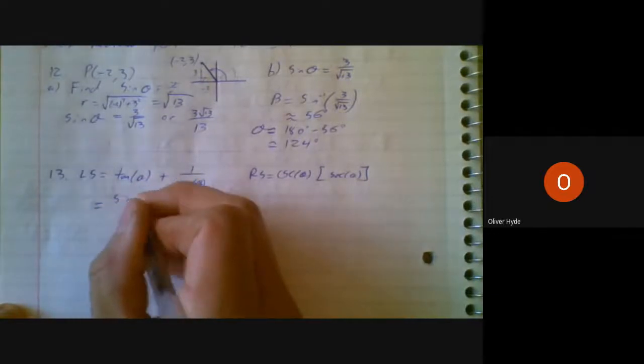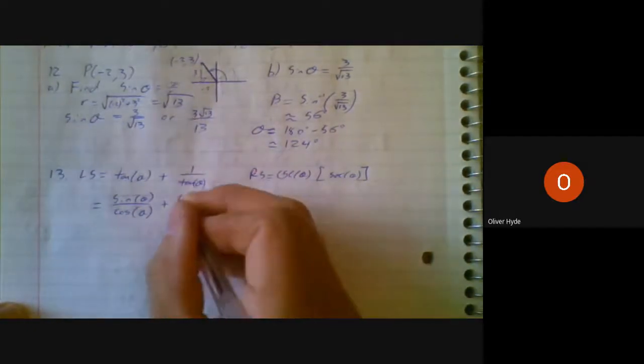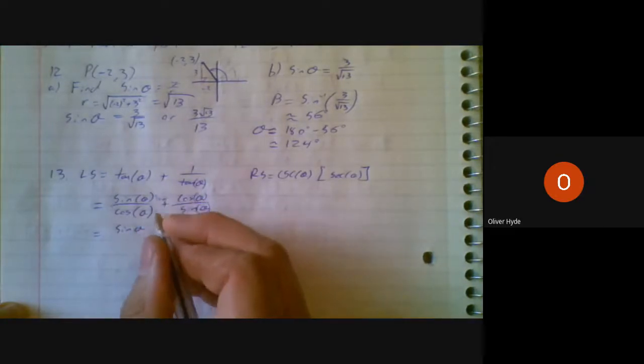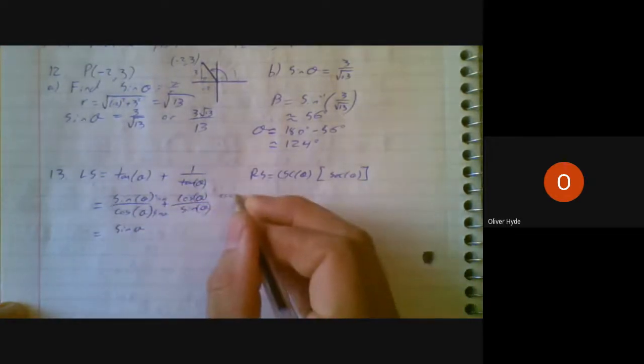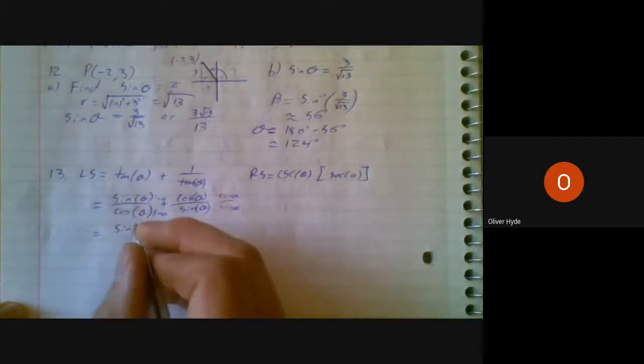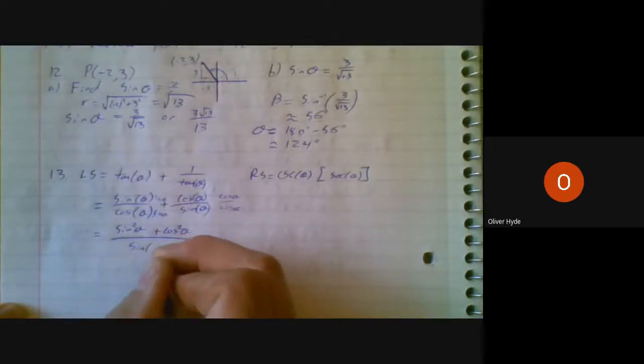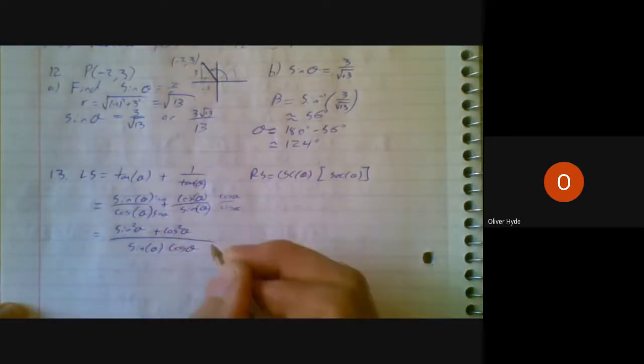The tangent ratio, quotient identity, sorry, is the sine of theta divided by the cosine of theta. The reciprocal of the tangent ratio then is going to be the reciprocal of that, cosine of theta divided by the sine of theta. On my right-hand side, I don't see any sums, so let's write this with a common denominator. Let's do the sine of theta multiplied by sine of theta over the sine of theta. Here I'll multiply by the cosine of theta over the cosine of theta. That'll give me the sine of theta squared plus the cosine of theta squared, all over the sine of theta multiplied by the cosine of theta.